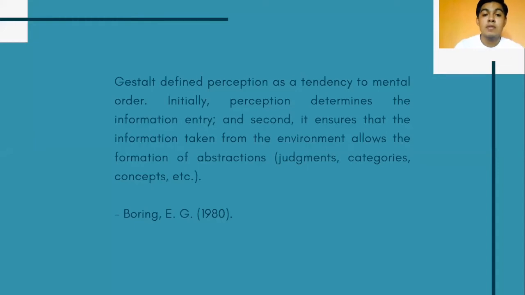And well, Gestalt defines perception as a tendency to mental order. Initially, perception determines the information entry, and second, it ensures that the information taken from the environment allows us the formation of abstractions, like judgments, categories, and concepts. And this is said by Boring in 1918. So here we have a clear idea of this author trying to express how this perception works in real life.